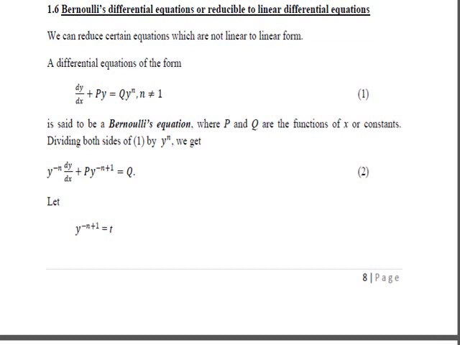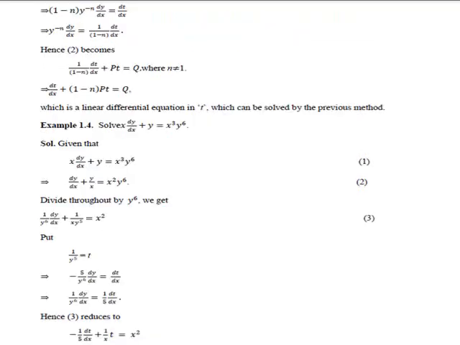How can we reduce it? We divide by the factor y raised to n on the LHS. Then we suppose y raised to minus n plus 1 equals t. Then we get a differential in dt by dx plus some constant times Pt equals something, which is linear, and by the procedure of linear equations which we have read in 12th class, we make use of the integrating factor and solve.